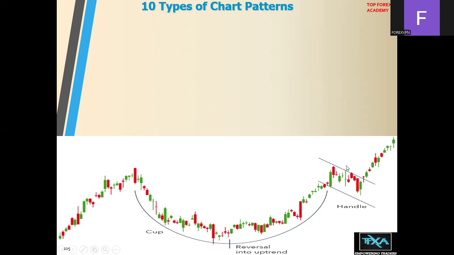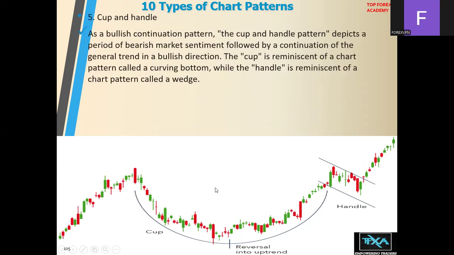This is a cup and handle. A cup and handle pattern signals a bullish continuation, which depicts a period of bearish market sentiment, followed by a continuation of the general trend in a bullish direction, just like this. The cup is reminiscent of the chart pattern called the curving bottom, while the handle is reminiscent of the chart pattern called a wedge.